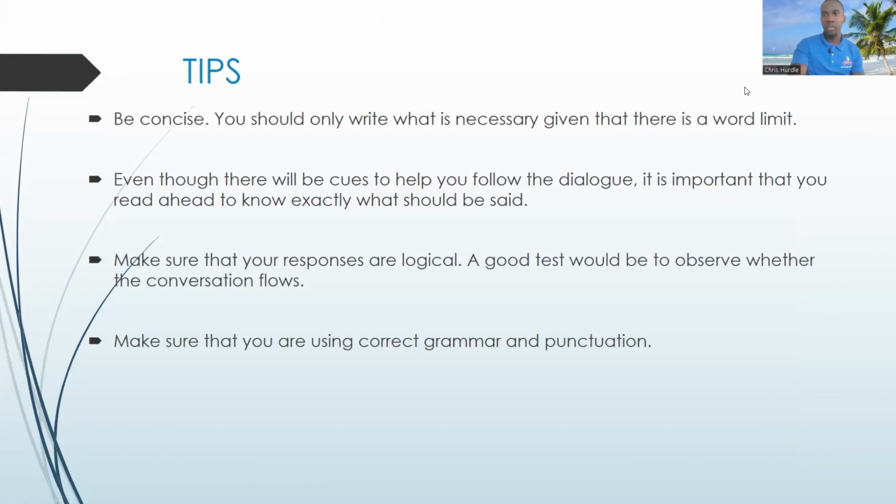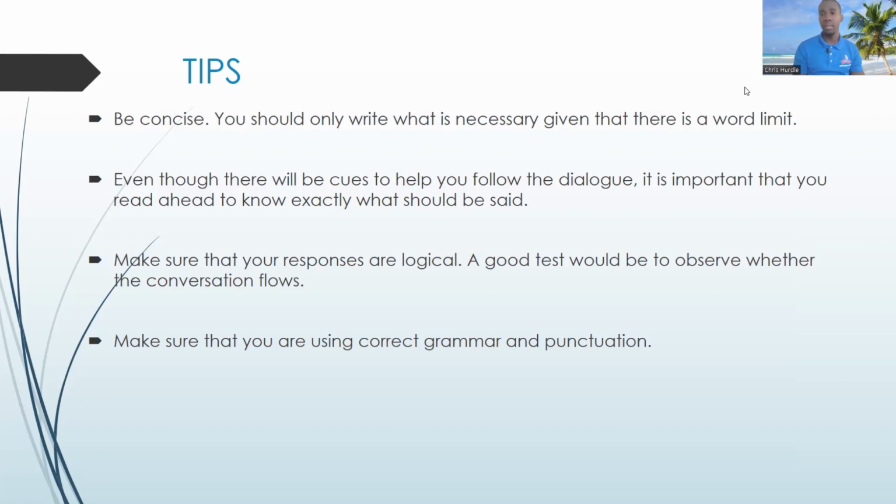So first of all, let's get into some general tips when it comes to the contextual dialogue, okay? So be concise. You should only write what is necessary given that there's a word limit. Yes, you have to fill out the responses of whoever they tell you. Sometimes that person could be you, what you would say, or what someone else would say. But you have to ensure that it is within the word limit because you have between 80 to 100 words. So be concise. Only put what is required. Do not be extravagant because, of course, then you can open up yourself to making mistakes, right?